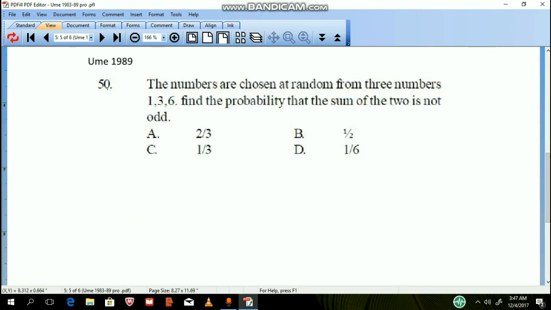UME 1989, question number 50. Two numbers are chosen at random from 3 numbers, 1, 3, 6. Find the probability that the sum of the two is not odd. So how do we go about this? If you have 1, 3, 6, we want to find the probability that the sum of the two is not odd. So what do we have? If we pick 1 and 3, we can also have 3 and 1. This one is going to give us 4. This one is going to give us 4.